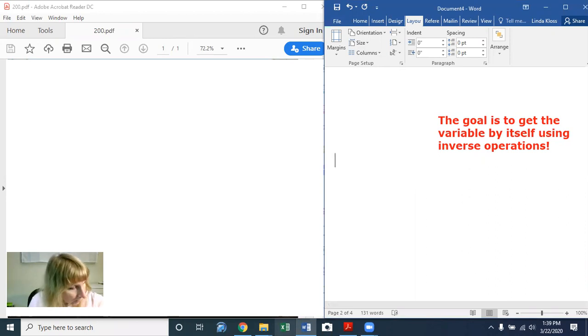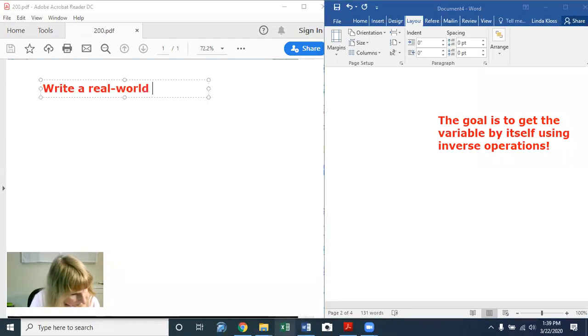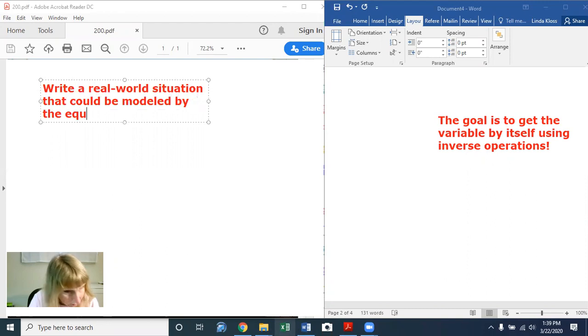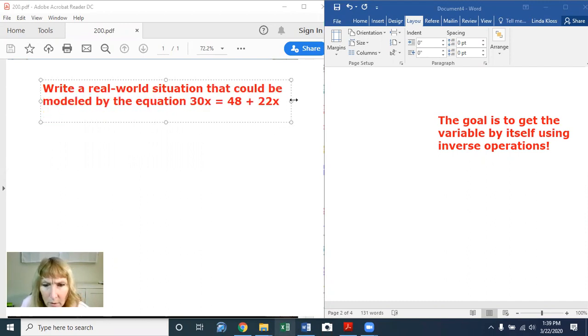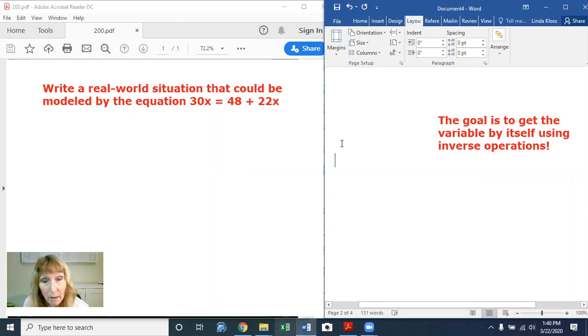Now, the question is saying, write a real world situation that could be modeled by the equation 30x equals 48 plus 22x. Oops, it's supposed to be a plus. This way we don't split up the equation. Okay, now I have to write a real world problem. So I have to model and make a problem for this.